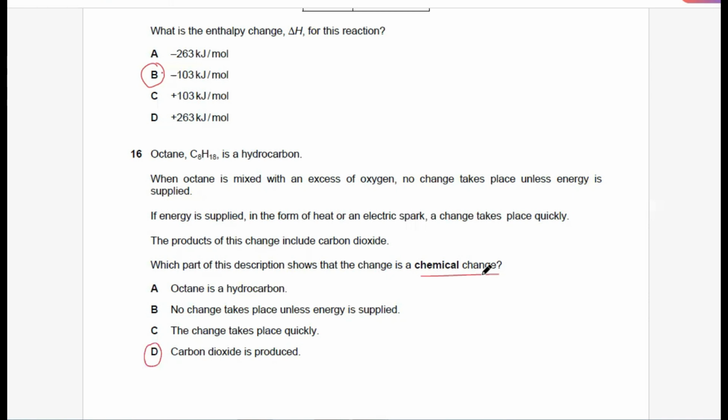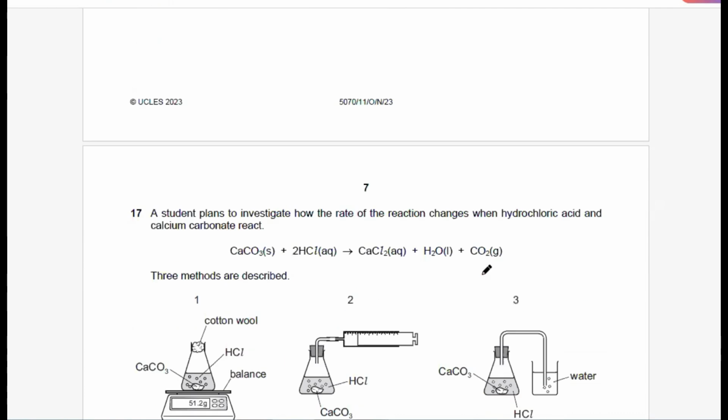whether it takes place quickly or it takes time. But a chemical change is when something new is produced. So carbon dioxide is a new thing which is produced from the hydrocarbon. So for 16, D is the right option. Now let's see the next question, number 17.